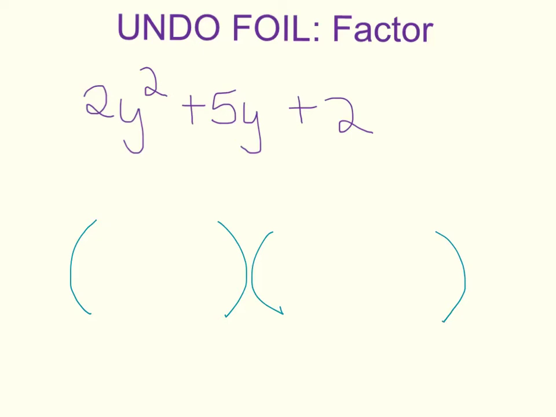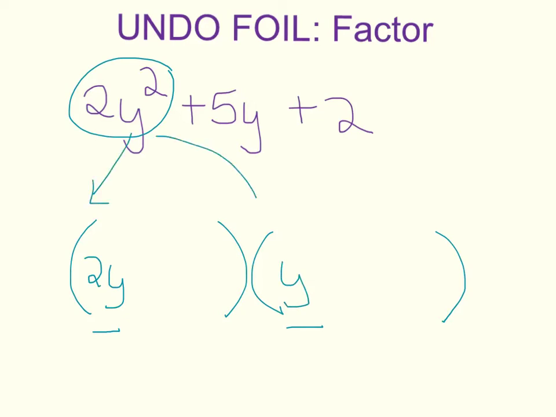So think about the first two terms: what would you multiply to get 2y squared? We could have 2y and y. So you multiply those two together to get this first term in your trinomial. Now I want you to think about this 2. What do you have to multiply to get 2? 2 times 1. So let's just guess and check.